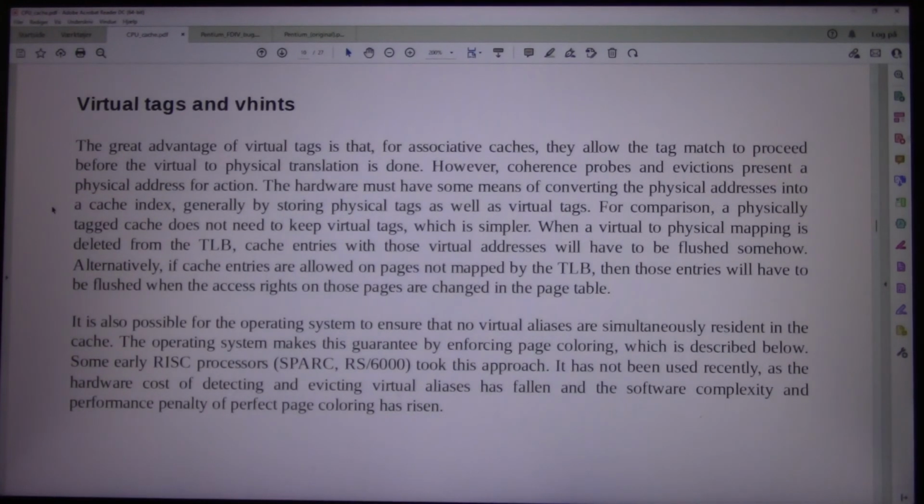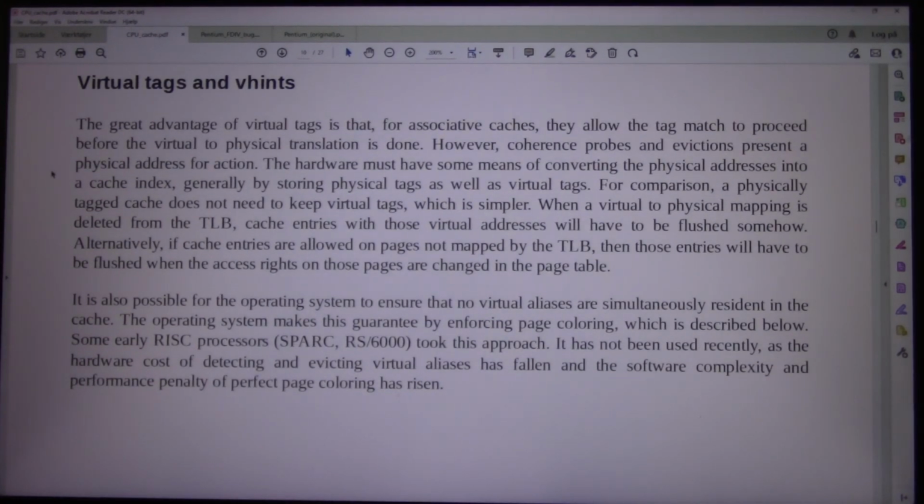26. Virtual tags and VINs. The great advantage of virtual tags is that, for associative caches, they allow the tag match to proceed before the virtual to physical translation is done. However, coherence probes and evictions present a physical address for action. The hardware must have some means of converting the physical addresses into cache index, generally by storing physical tags as well as virtual tags. For comparison, a physically tagged cache does not need to keep virtual tags, which is simpler.